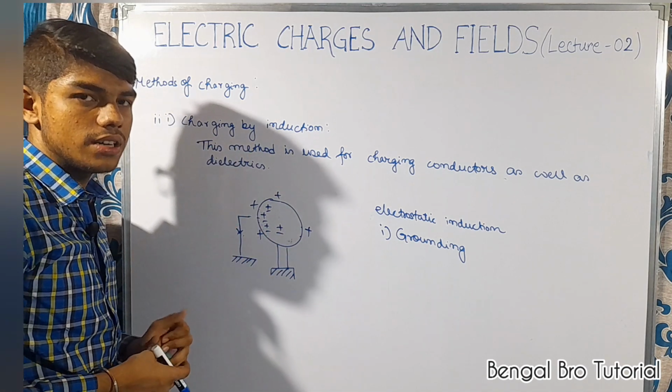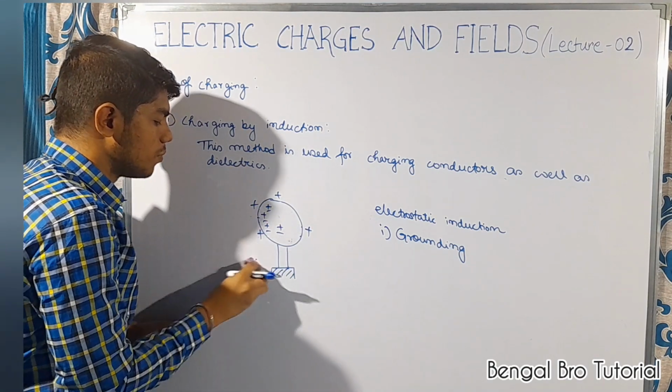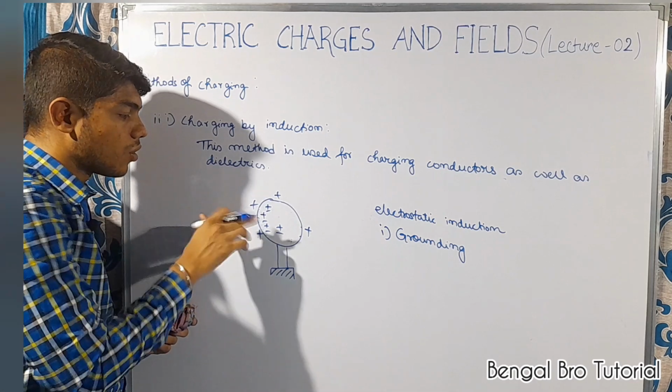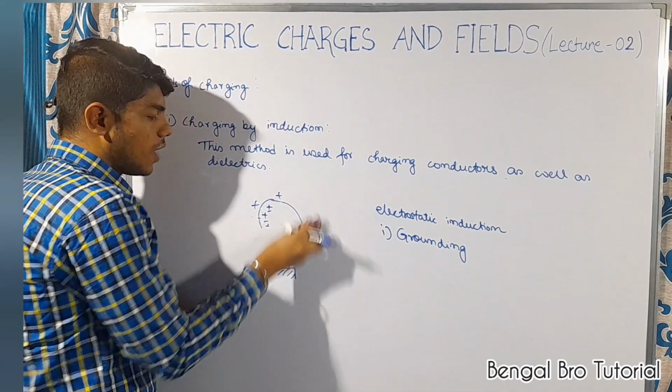And the second method that we can do is by bringing another neutral conducting body in contact with this sphere. So let's see how we can do that.